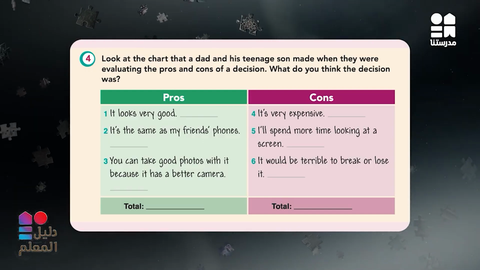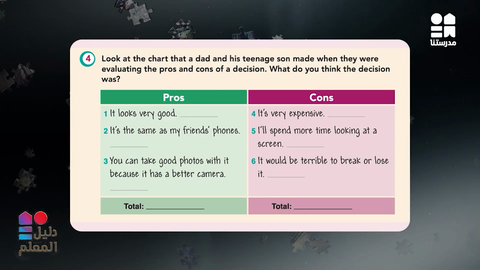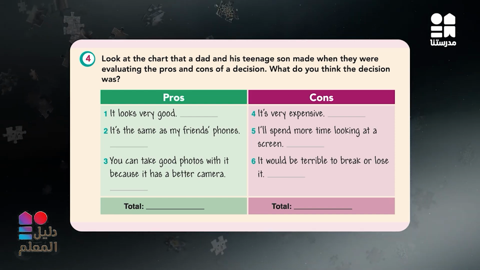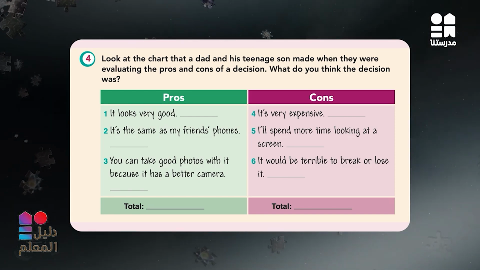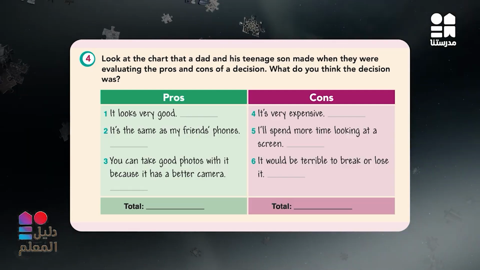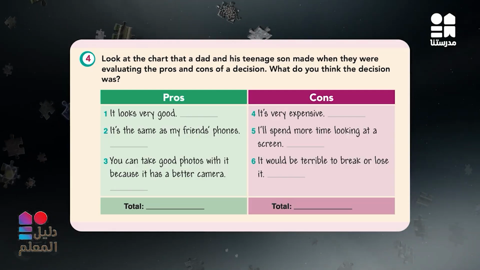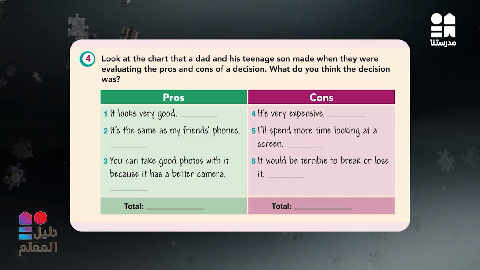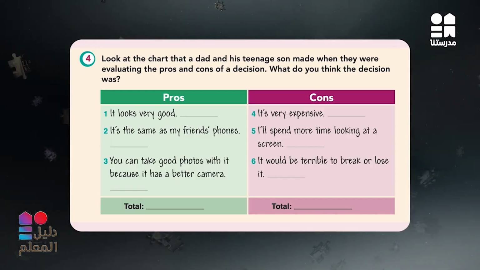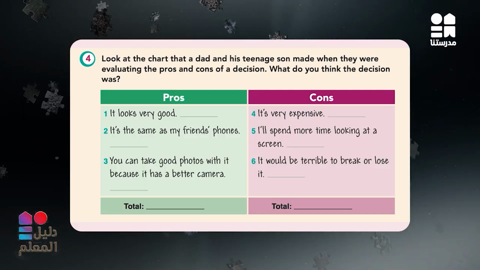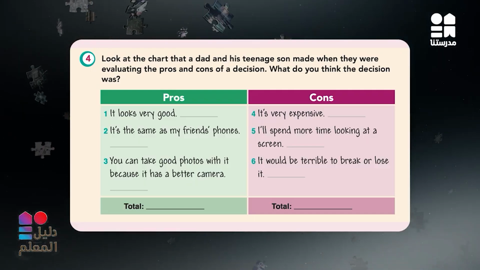In the same pairs and groups as exercise 3, students look at the pros and cons and discuss what they think the dad and son are talking about and what they may have decided based on the information. Ask for students' ideas, but don't confirm, as they will find out what the decision was when they listen to the conversation in the next exercise.